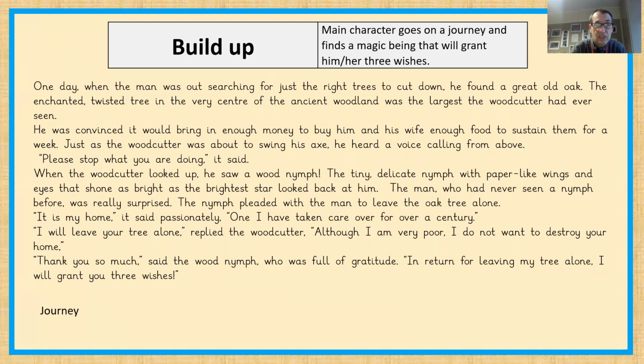And that's a very good example of some lovely description. The enchanted twisted tree in the very center of the ancient woodland. And another good example of description we include is the tiny delicate nymph with paper-like wings and eyes that shone as bright as the brightest star.